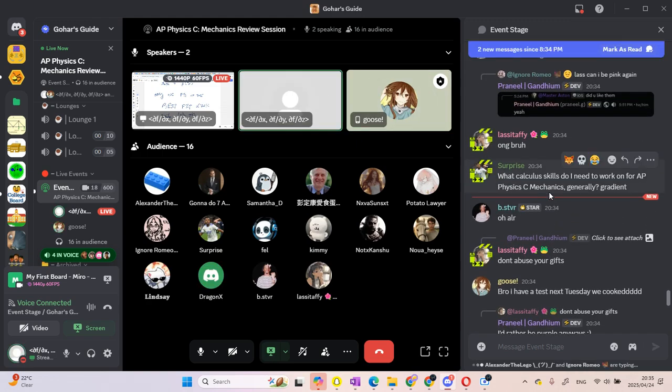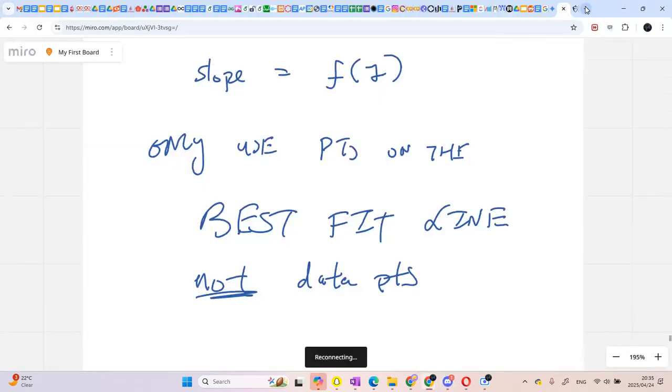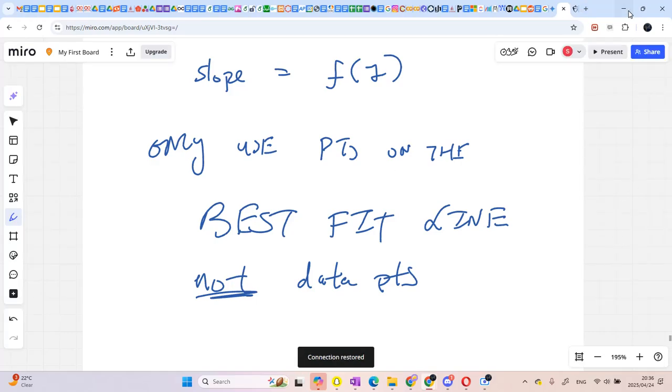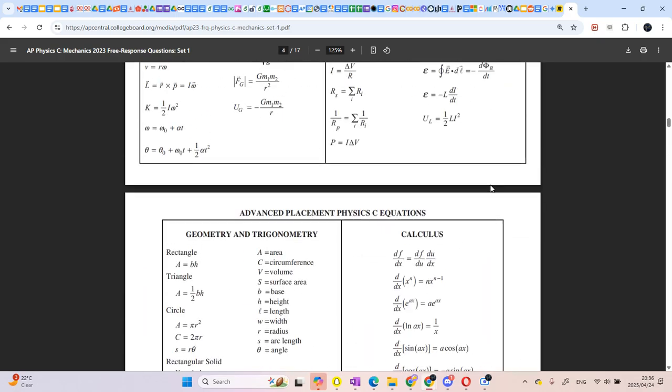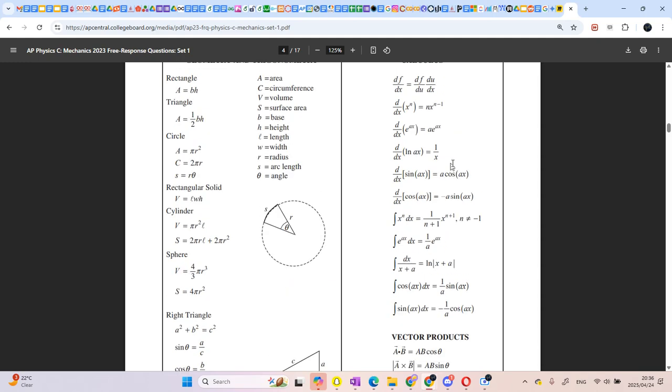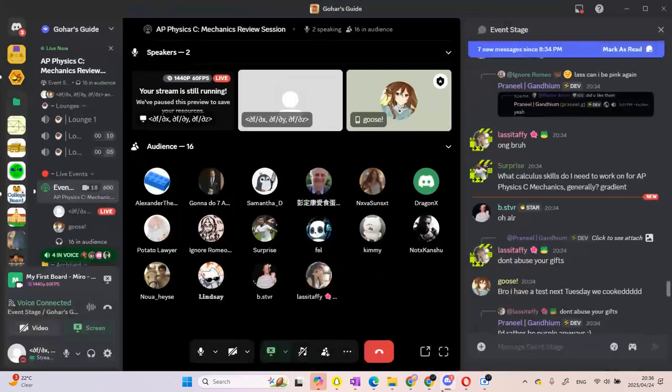Keep in mind that there is a calculus formula sheet on the AP Physics formula sheet. Let's see if we can find the one from... well, this is what it used to look like, but it looks similar now. So I mean, the better you know calculus, the better.